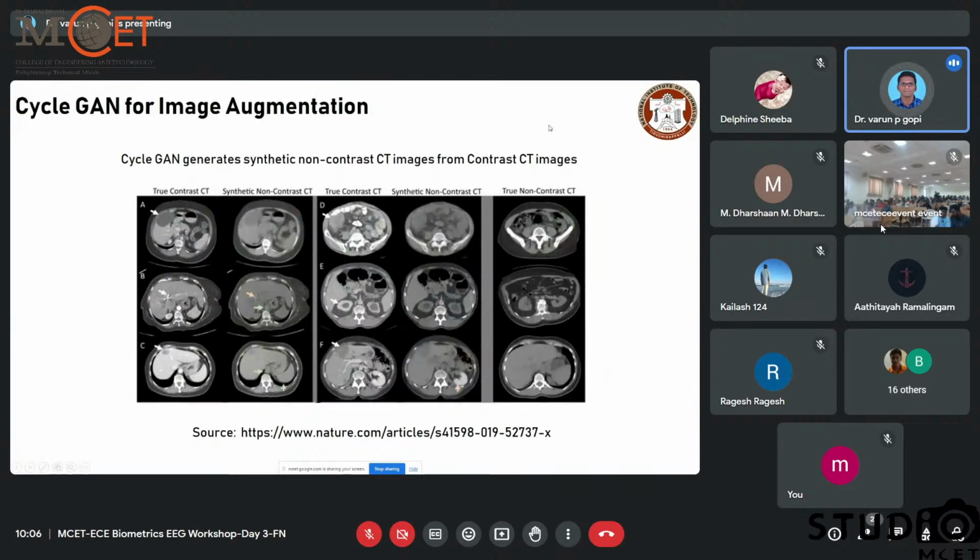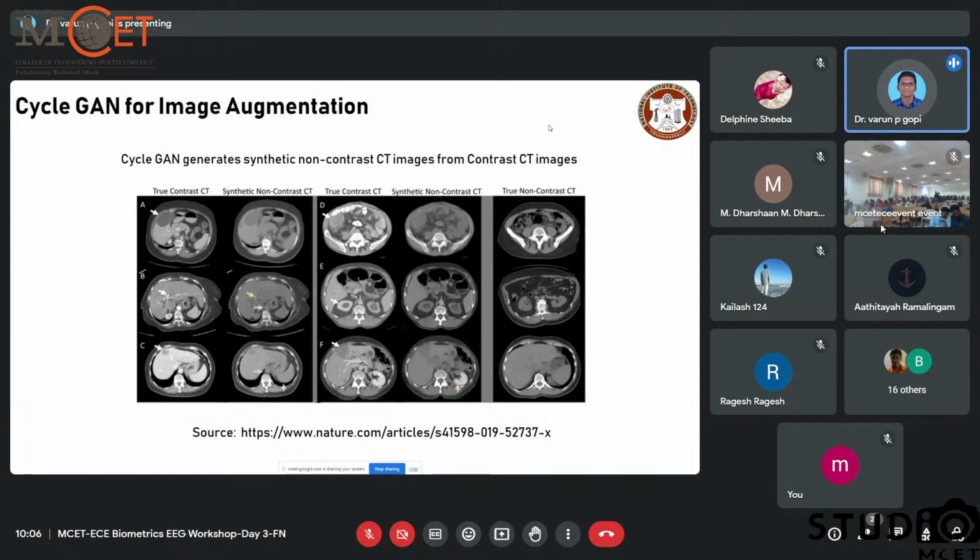So next, the cycle GAN is used for image augmentation. As I told earlier, if you have a small number of images for a process, say for example, I have 10,000 images of normal and 1,000 data for abnormal, say for example, some liver cancer.